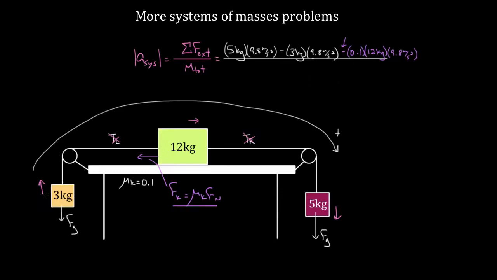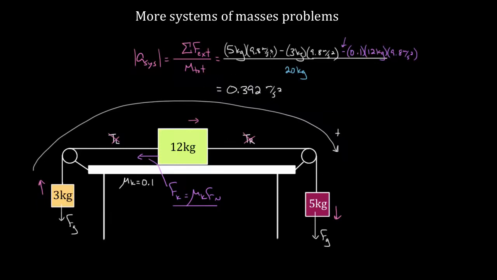And then I divide by the total mass. And my total mass is going to be 3 plus 12 plus 5, which is 20 kilograms. And now I can just solve. If I solve this, I'll get that the acceleration of the system is going to be 0.392 meters per second squared.